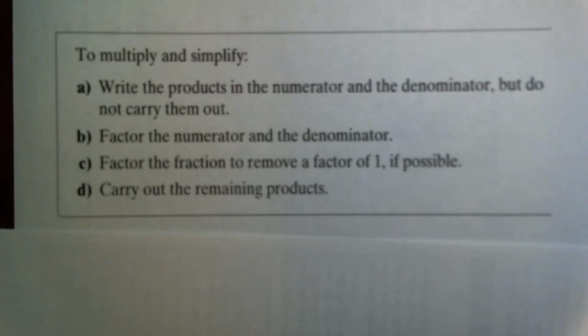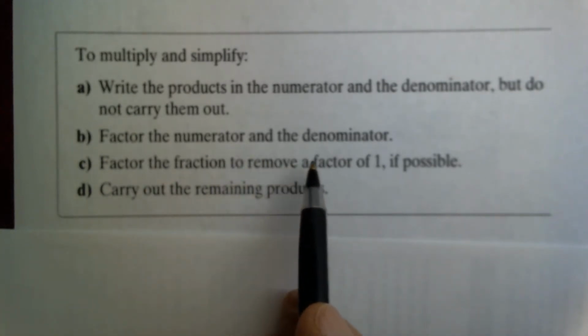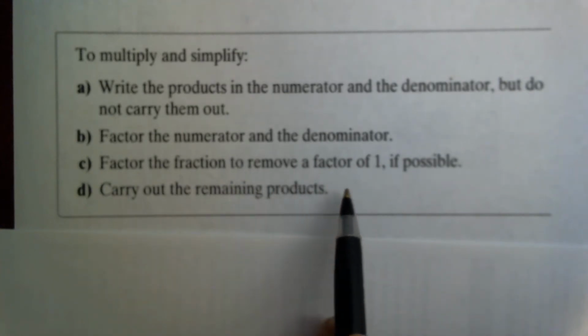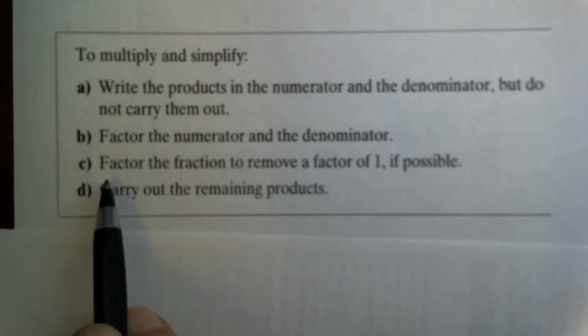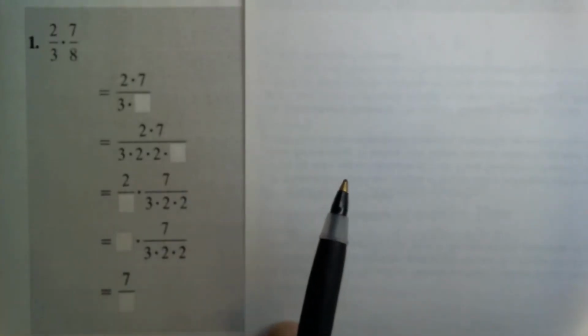A, write the products in the numerator and the denominator, but do not carry them out. Then factor the numerator and factor the denominator. Then factor the fractions to remove a factor of 1, if possible. And step C will be shown, but we'll show you all the steps in just a moment. And then carry out the remaining products. So let's look at exercise 1 to explain all the details of what we just discussed here.